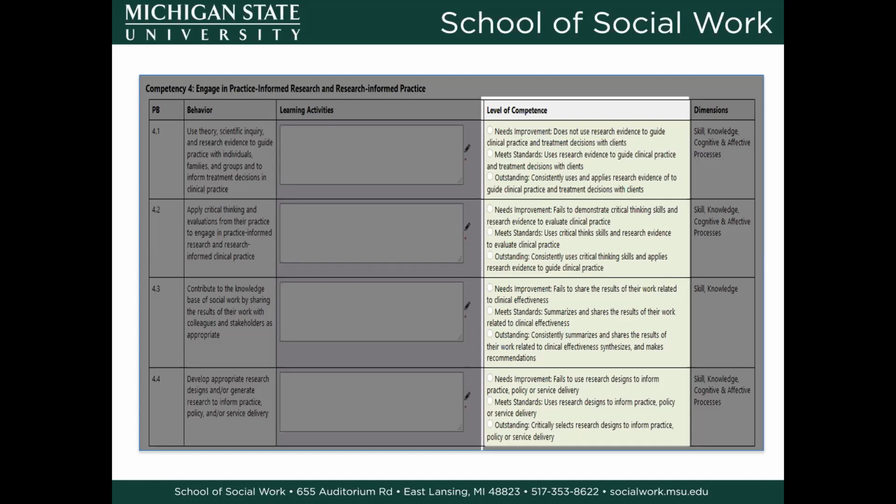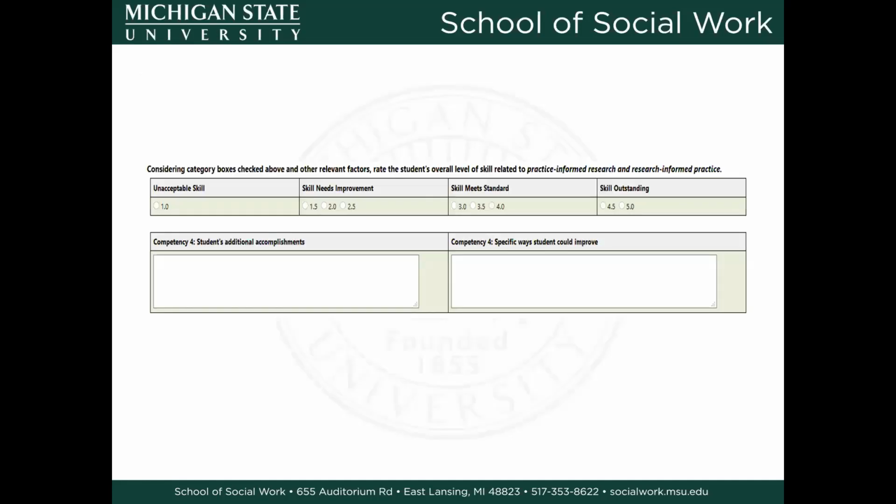I'm pretty sure it's on the website, but if not, we definitely have that to help. And then on the evaluation, at the end of the semester, you're rating the students' skill, so you consider what they did up above in those ratings at the behavior level, and then at the bottom, underneath each competency, you rate the student's overall skill for this competency.